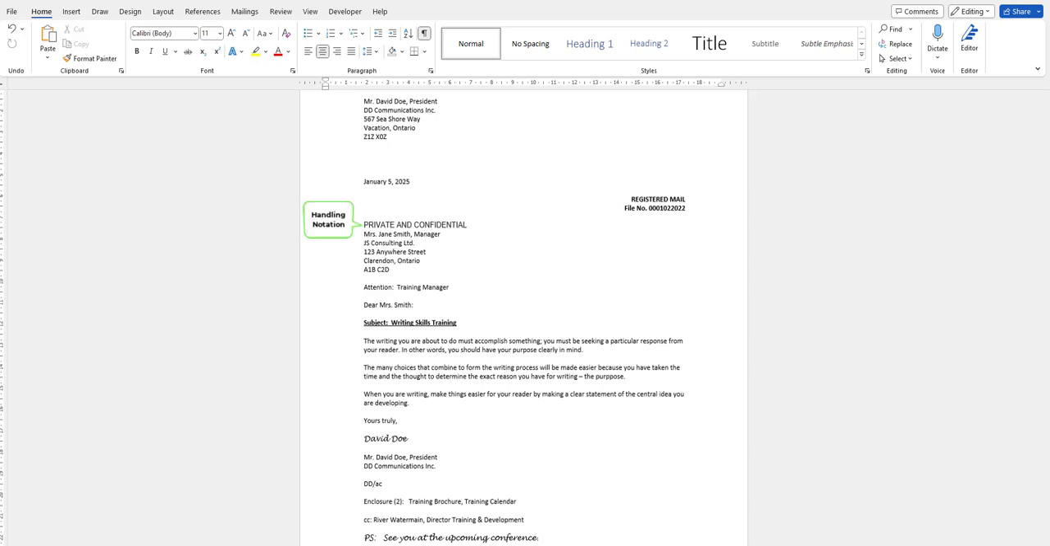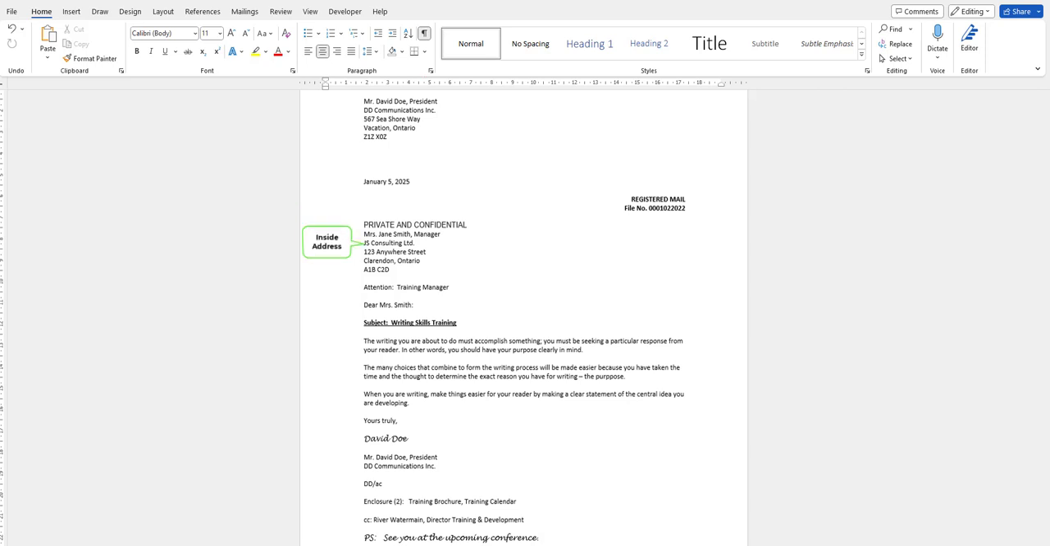The next notation is the handling notation. Handling notation such as private and confidential indicates that the letter should be read only by the person to whom it is addressed. This notation goes directly above the inside address, both in the letter and on the envelope. Add a handling notation if you want to limit who reads the letter.